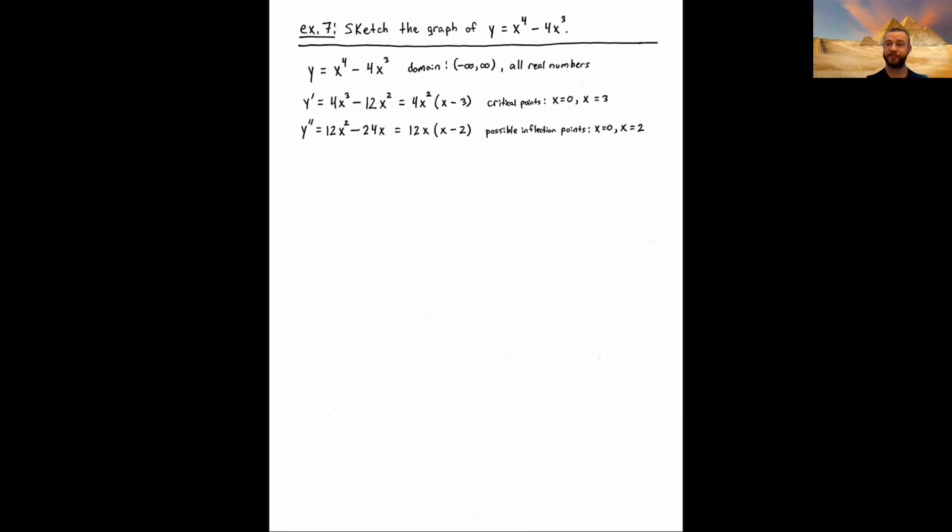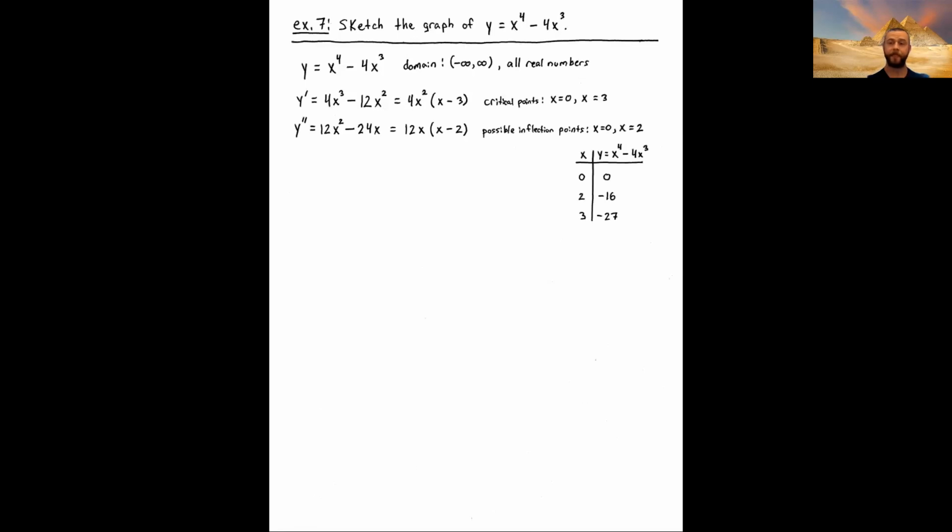All right, with those, we can start creating our sign charts for the first and second derivative. You might also want to calculate the corresponding y coordinates for each of those x values. That's just plugging into the original function, x to the 4th minus 4x cubed. Plugging in 0, 2, and 3, you should get these y values: 0, negative 16, and negative 27. Those are going to be 3 points or ordered pairs that we can plot on our graph once we have some more information.